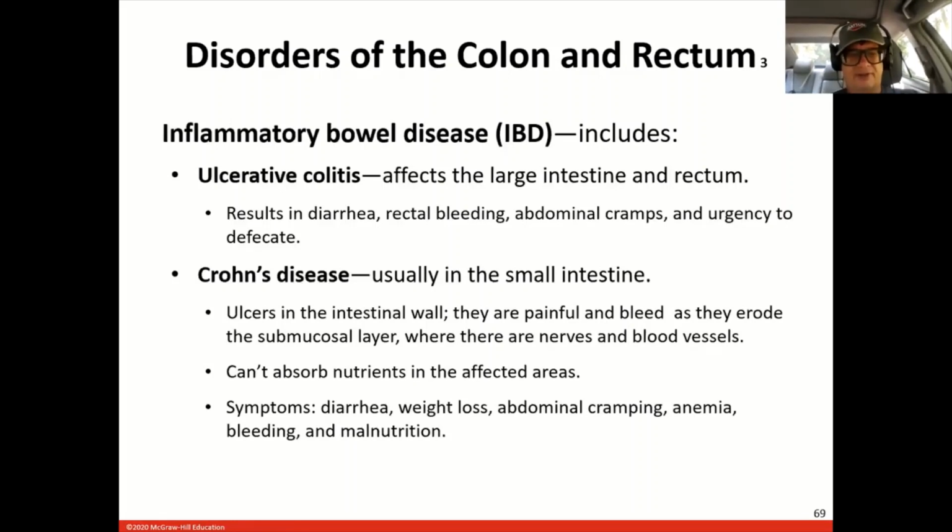What causes inflammatory bowel disease? One could be ulcerative colitis. That's a fancy way of saying ulcers in the colon. It could cause things like diarrhea, extreme emergency, gotta go to the bathroom now, rectal bleeding. Crohn's disease.